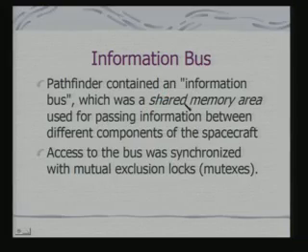So, Pathfinder contained what is called an information bus, which was a shared memory area used for passing information between different components of the aircraft in the spacecraft. See, basically these processes, threads, also need mechanisms for communication. Shared memory is one mechanism for communication between threads as well as processes. So, that shared memory is being referred to as information bus. Obviously, the access to the bus was synchronized with mutual exclusion locks, just like our P and V that we are using, because there cannot be more than one process using the data which is there in the shared memory area.